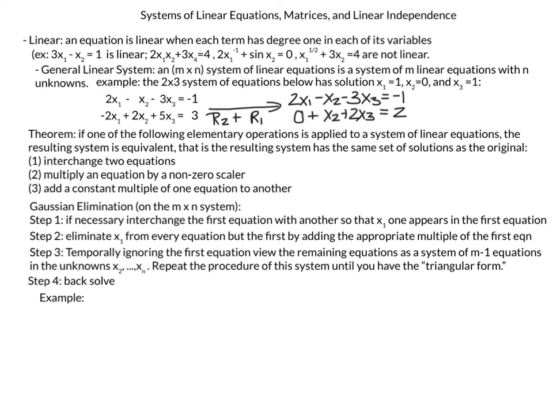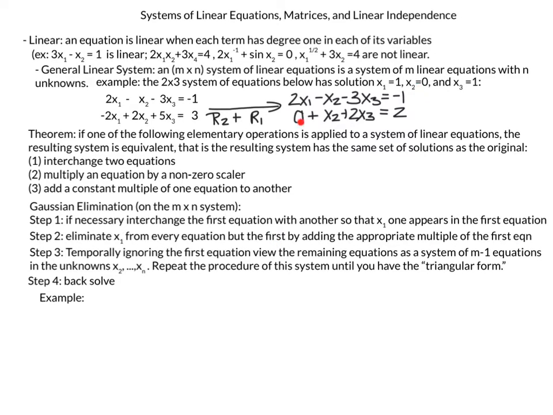What we will end up doing is solving the system of linear equations using elementary row operations. In particular, we're going to use those elementary row operations in an orderly way called the Gaussian Elimination method. And this is an orderly manner of doing it to make sure that you're progressing. Step 1, if necessary, interchange the first equation with another so that x1 appears in the first equation. So that means x1, being your first variable, the leftmost variable, is in the first equation.